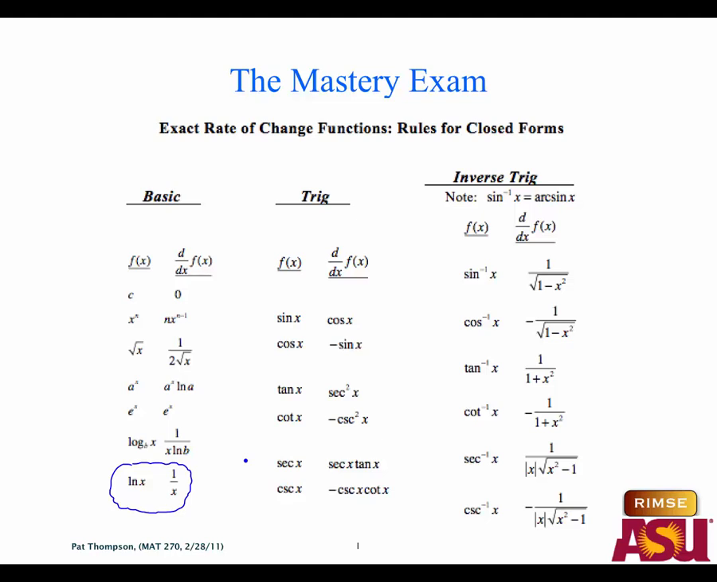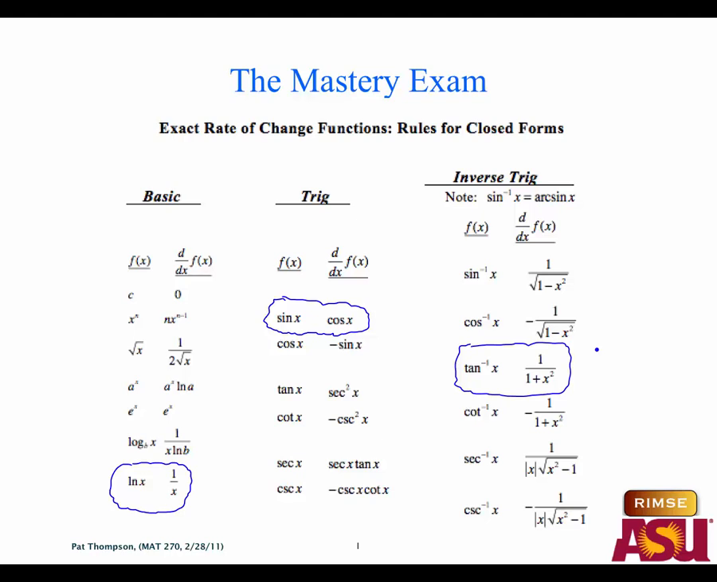And then the next column is the trig. This is one we'll do today, so I just want to highlight it. The rate of change of the sine function is the cosine function. And then there's the 5 other trig functions, and then there's the 6 inverse trig. This one actually you see a lot. The rate of change of the arctangent, or the inverse tangent, is 1 over 1 plus x squared.